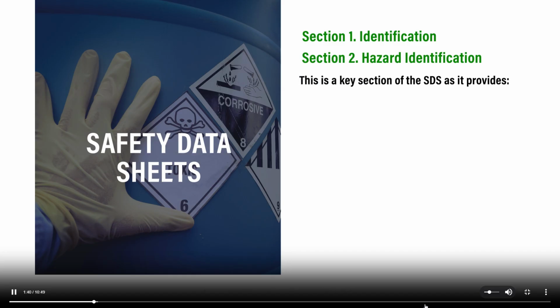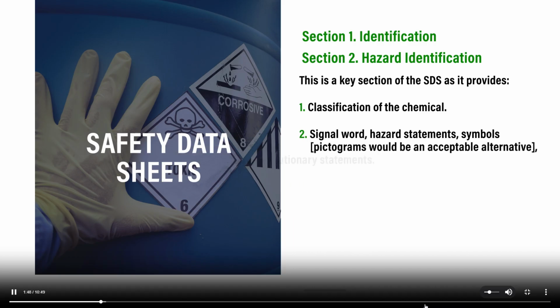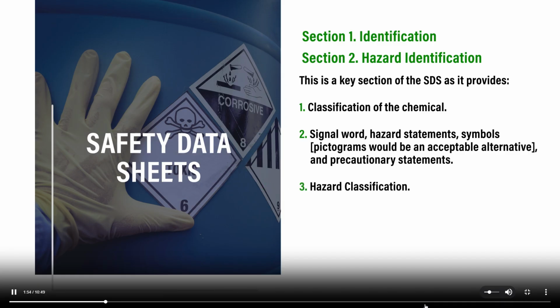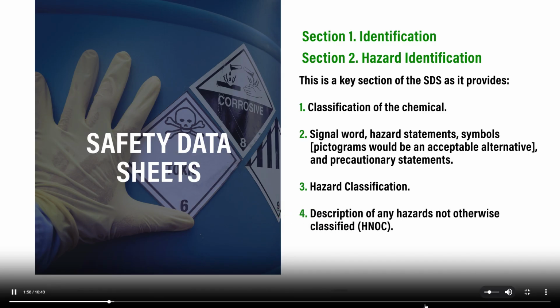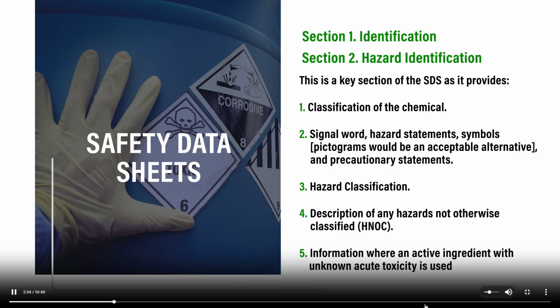Section 2. Hazard identification. This is a key section of the SDS, as it provides number 1. Classification of the chemical. Number 2. Signal word, hazard statements, symbols or pictograms, and precautionary statements. Number 3. Hazard classification. Number 4. Description of any hazards not otherwise classified. Number 5. Information where an active ingredient with unknown acute toxicity is used.